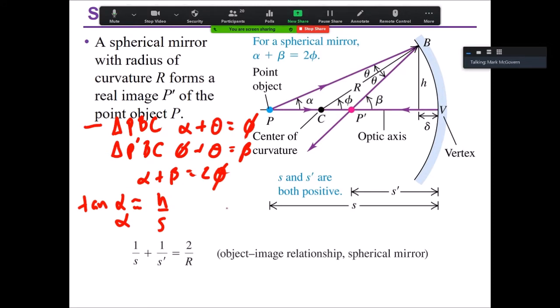You can do a similar argument with beta. Beta is approximately h over s prime. That's where the image distance is. And phi is approximately, what would that be here? h over r, the radius of curvature.